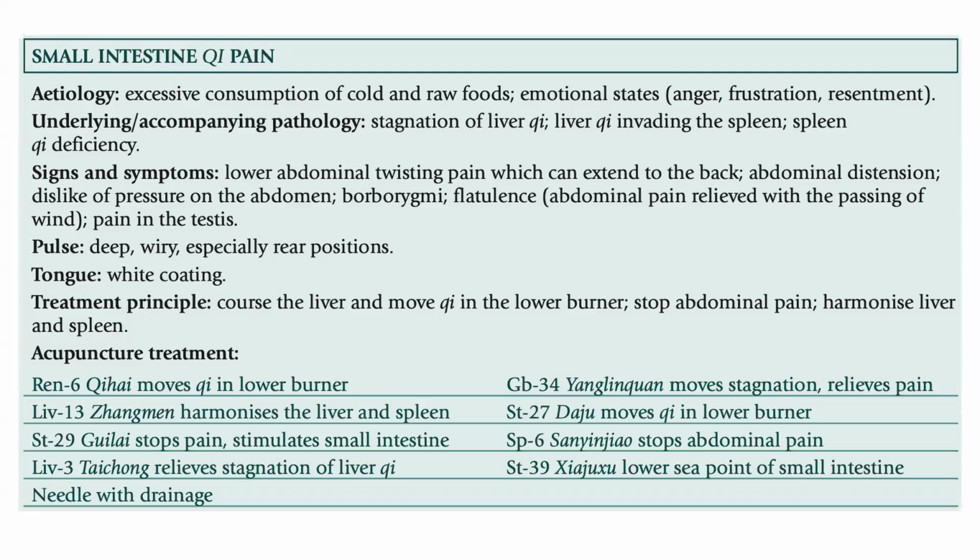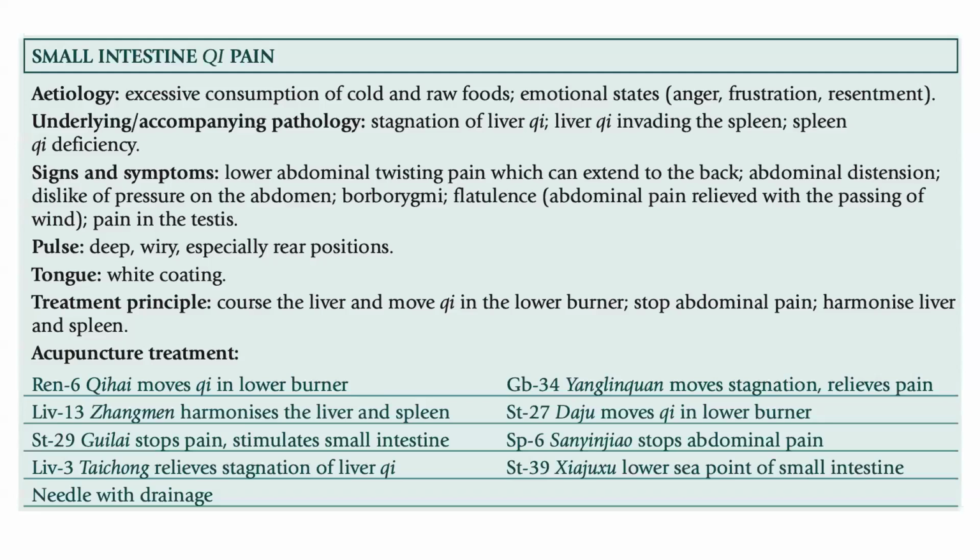Treatment principles: soothe the liver and move qi in the lower burner. Stop abdominal pain, harmonize liver and spleen. Acupuncture treatments would be REN 6 to move the qi in the lower burner, Liver 13 that harmonizes the liver and spleen. Stomach 29 stops pain, stimulates small intestine.